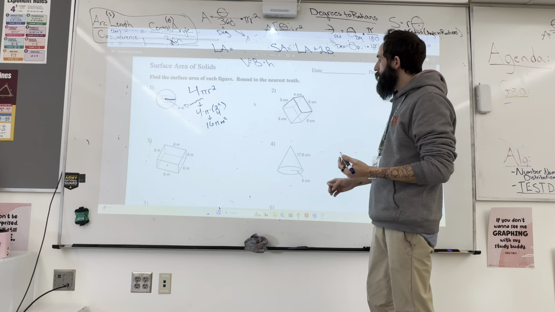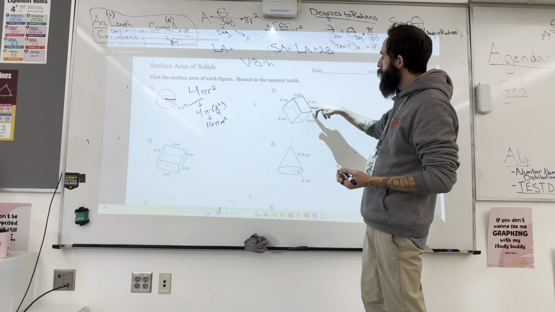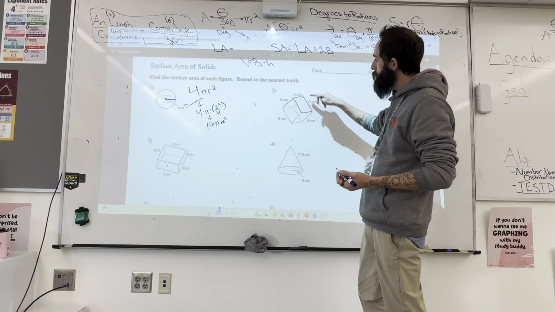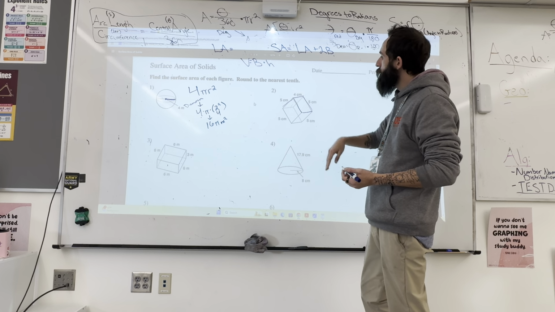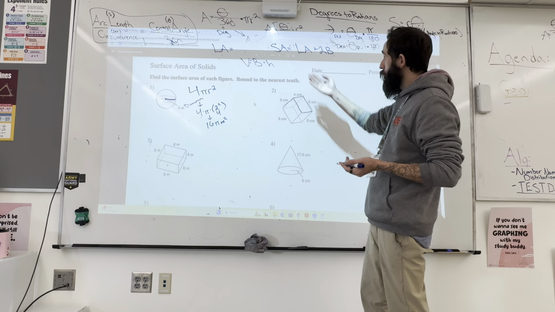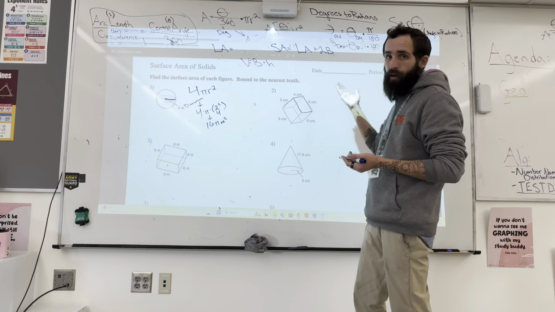So let's do that. Let's find the perimeter of this top rectangle base. Let's multiply that by the height, and then we'll have our lateral area. Then we'll just add 2 base areas to it.